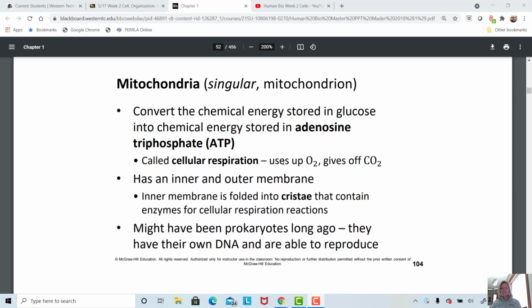So this process requires oxygen. In order to convert glucose to ATP, we need oxygen, which we inhale right through the lungs into the blood. And in the process of converting that glucose to ATP, we release carbon dioxide. So the carbon dioxide in your exhale is the result of this cellular respiration that's going on inside your mitochondria.